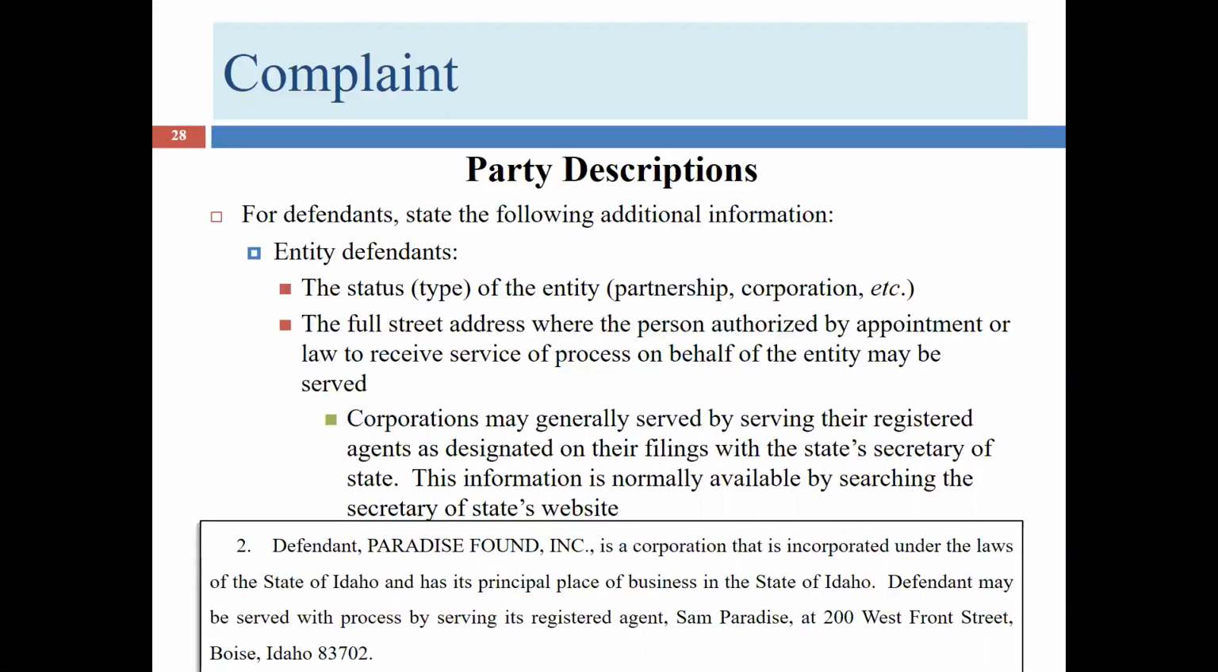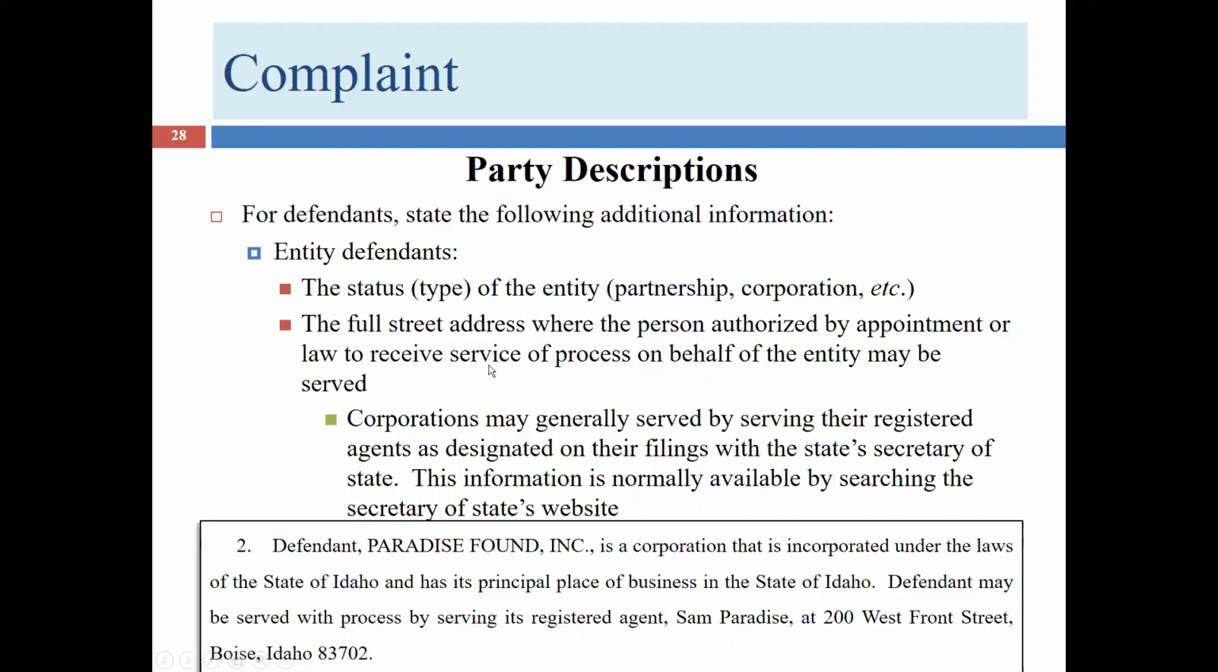Let's look at some additional information about the party descriptions. Now we're going to be considering the defendant. So we're going to want to describe the type of entity the defendant is. Obviously, if it's a human being, we can just specify that it's a person. But it could be a partnership or a corporation. Of course, the plaintiff might be that also. Then you'll want to describe where the person can receive service.